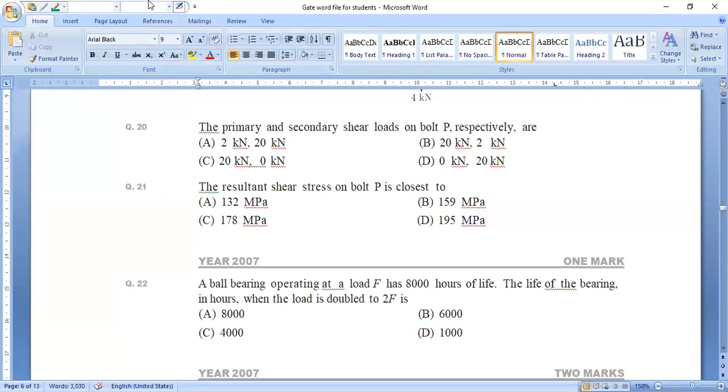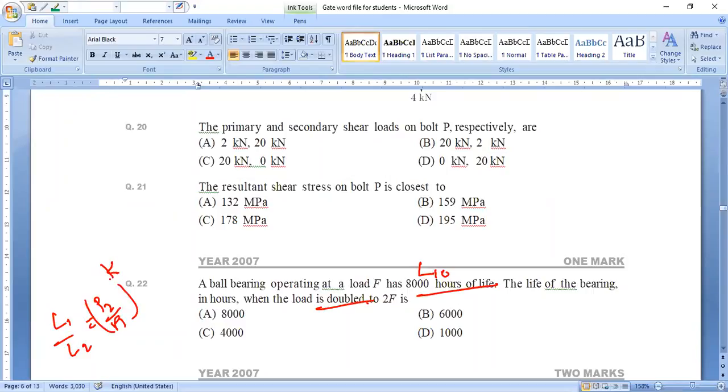A ball bearing operating at a load has 8,000 hours of life. So it is L10. What is the life of the bearing in hours when the load is doubled? Okay, load is doubled. There is a relationship L1 by L2 is P2 by P1 to the power K. This is a relationship for the rolling contact. So ball bearing is a rolling contact bearing again. So L1 is given. L1 is 8,000. So I can use 8,000 over here.